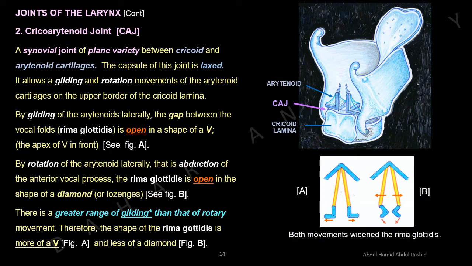Second joints are the cricoarytenoid joints. It also is a synovial joint of plane variety between the cricoid and arytenoid cartilages. The capsule of this joint is lax. It allows gliding and rotation movements of the arytenoid cartilages on the upper border of the cricoid lamina.